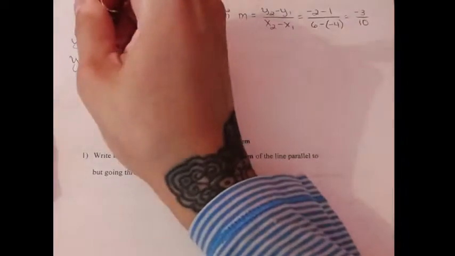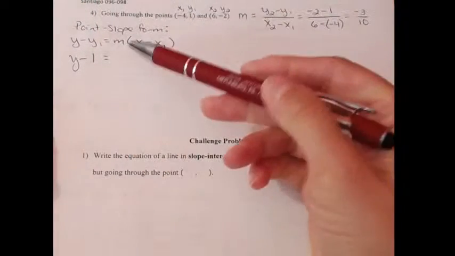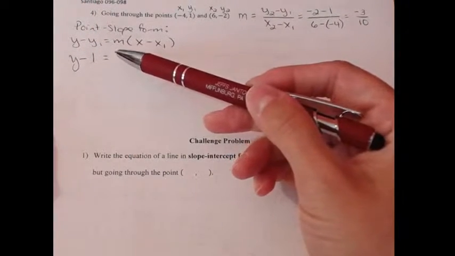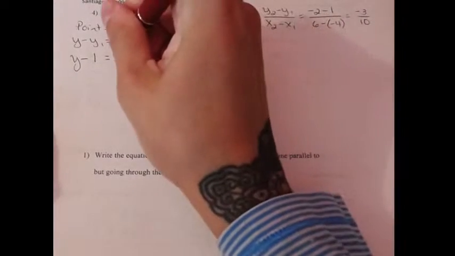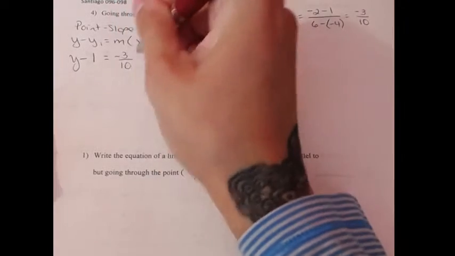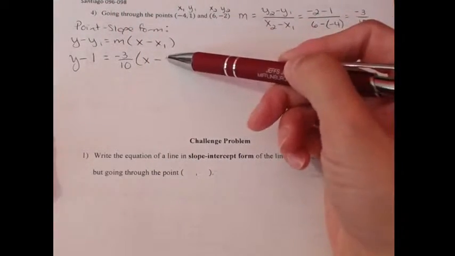So we have y minus y1, which is 1, is equal to, and then m, our slope, good morning, Ethan, no big deal. So m is -3/10. So we're going to replace m with -3/10, parentheses x minus, and then x1 is -4.